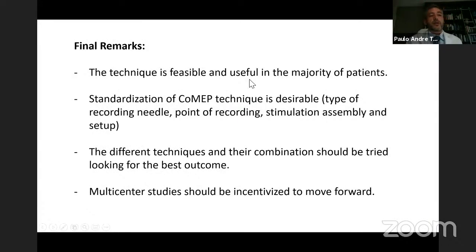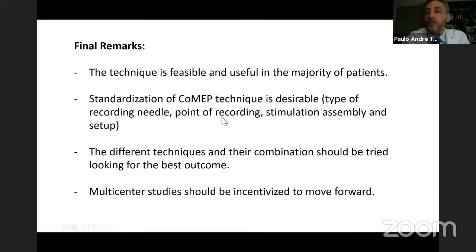My final remarks is that the technique is feasible and useful in the majority of patients. Standardization of corticobulbar motor evoked potential techniques is desirable, especially the type of recording needle. If we use the common monopolar needle we are used to, we can see some cross-talking, so we can lose the vagus nerve response, for example, and we still have some MEP, and the MEP maybe is the facial of the platysmal muscle. So the need for monopolar electrode is because of the cross-talking.